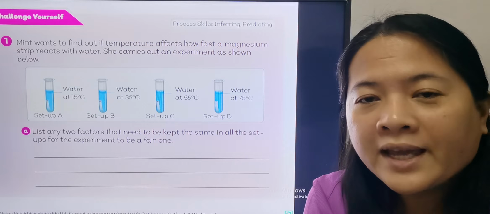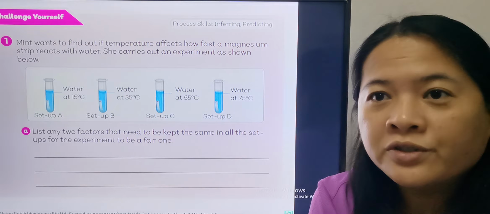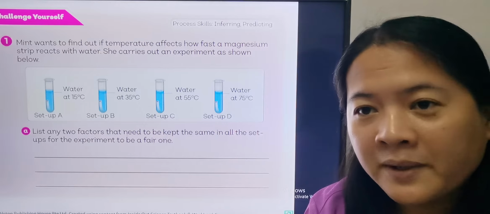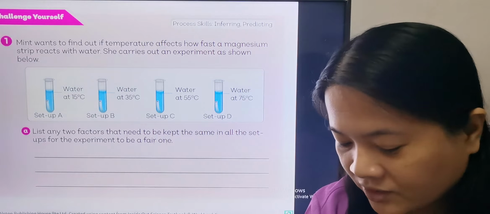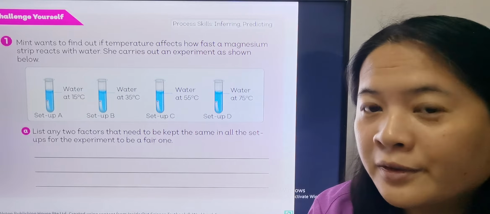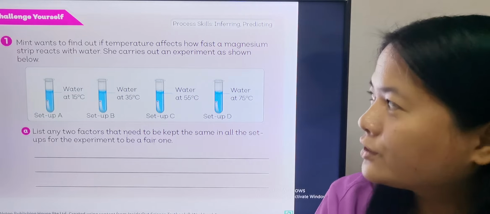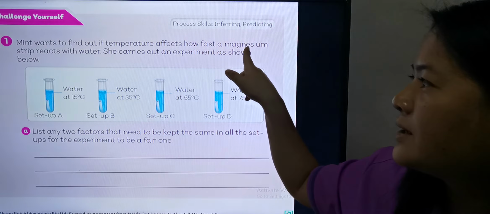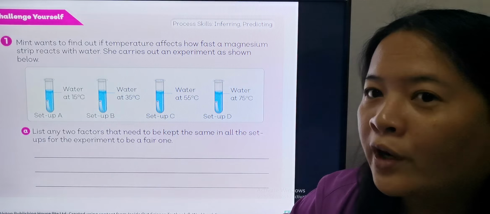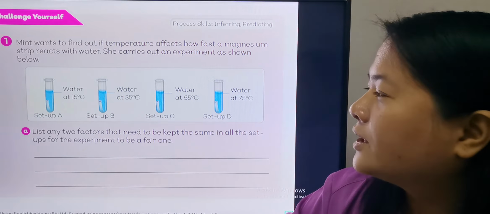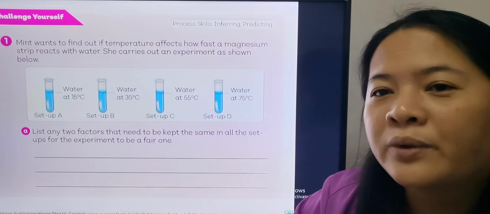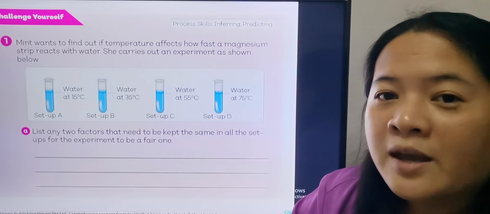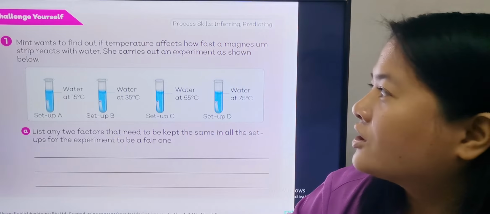Okay, so for page 57, it's Challenge Yourself. We're going to answer all together, okay? So I'm going to explain to you and then you're going to answer together, okay? So number one, the question is, Mint wants to find out if temperature affects how fast a magnesium strip reacts with water, okay? She carries out an experiment as shown below, okay? So she wants to find out what is the effect of temperature in the reaction, okay?